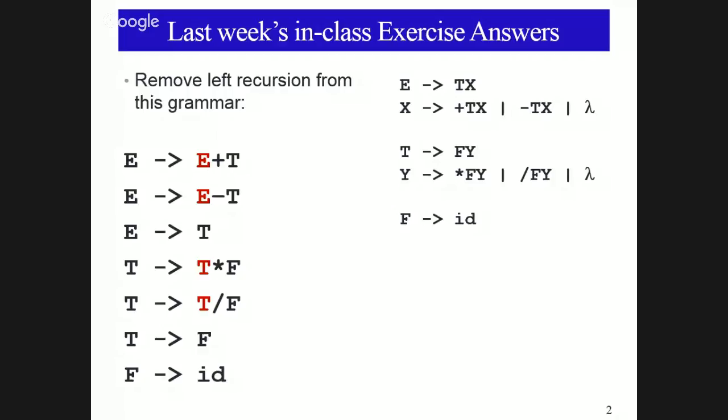Same thing here. T goes to T, recursive. T goes to T, recursive. Move it to the end, call it Y, and a lambda. And then T goes to F, Y, right? And then this one's not recursive, not involved at all. So that's how we do the left recursion removal. Any other questions about that? I think most people had trouble with that. Left factoring, I think most of you got just fine.